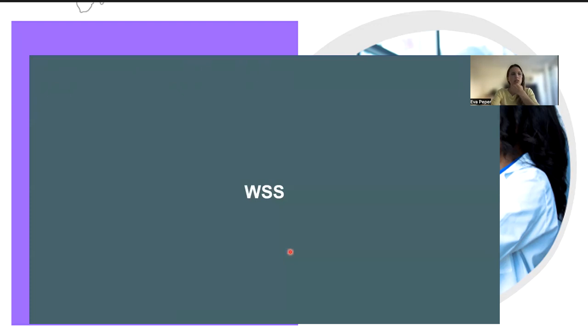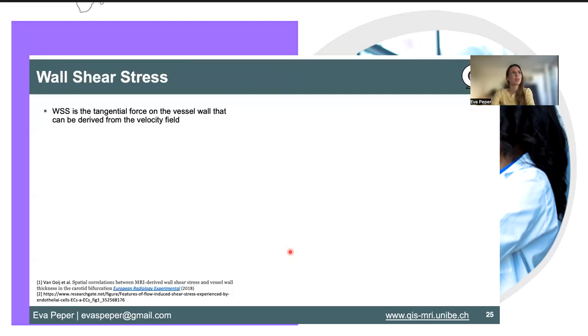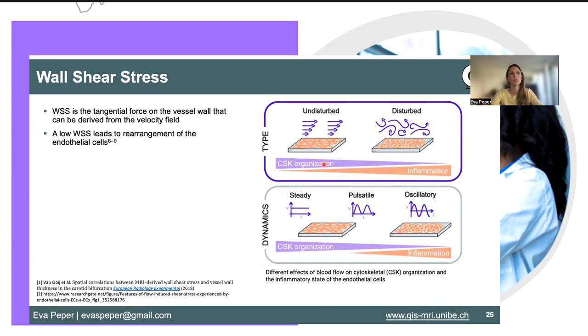I now want to mention a few parameters that you can derive from the data once you have acquired it. One famous one is called wall shear stress, and that is basically the tangential force on the vessel wall that can be derived from the velocity field itself. I saw a nice example once: it's also what you see in riverbeds. If a river has a strong current or a less strong current, you will see it in how the riverbed behaves. And of course, that's also what you will see on the endothelial cells of your vessels.